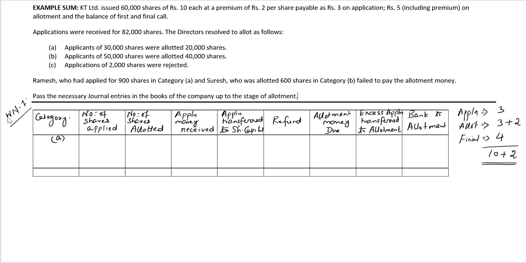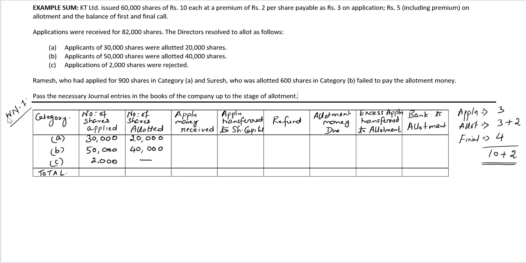Category A, 30,000 shares applied, against which 20,000 shares are allotted. Category B, 50,000 shares applied, against which 40,000 shares are allotted. And the last category C, 2,000 shares applied, which has been rejected, so nil under number of shares allotted.